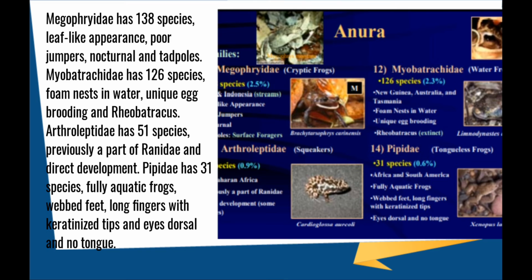The Myobatrachidae has 126 species. Their foam nest is in water. They have unique egg brooding, as in Rheobatrachus. The Arthroleptidae has 51 species, previously a part of Ranidae, and direct development, while the Pipidae has 31 species and they are fully aquatic frogs. They have webbed feet and long fingers with keratinized tips, their eyes are dorsal and they have no tongue.